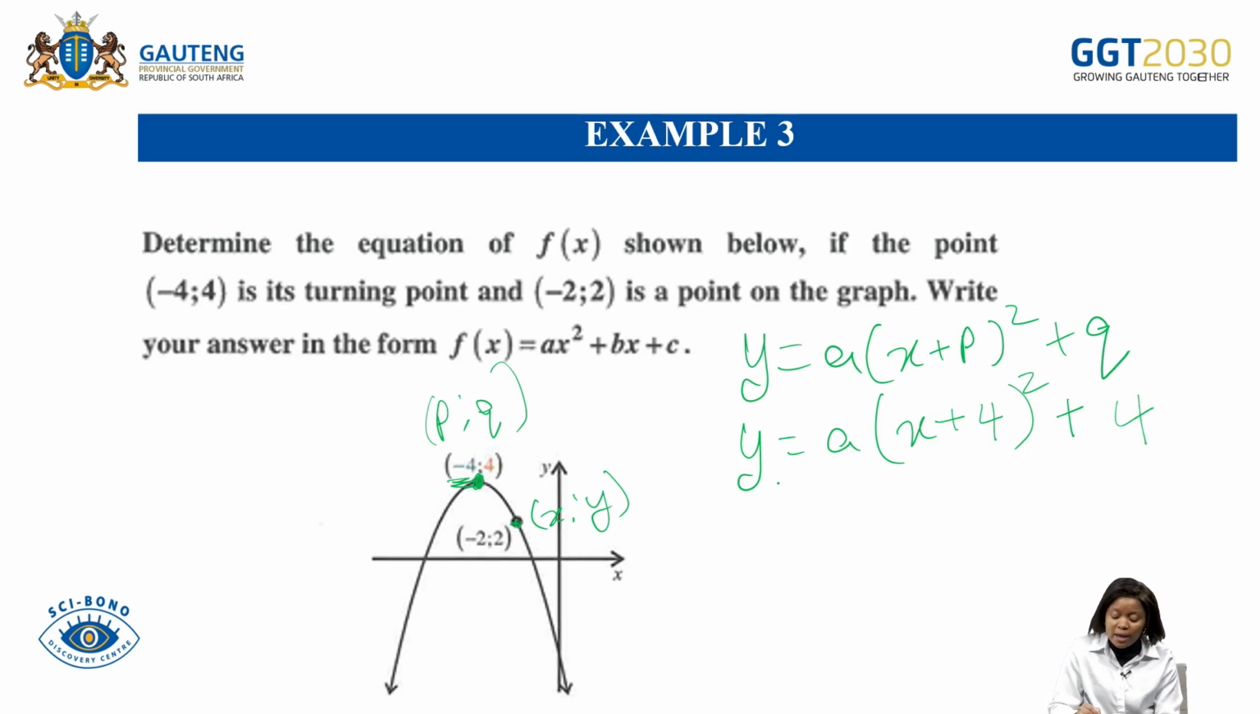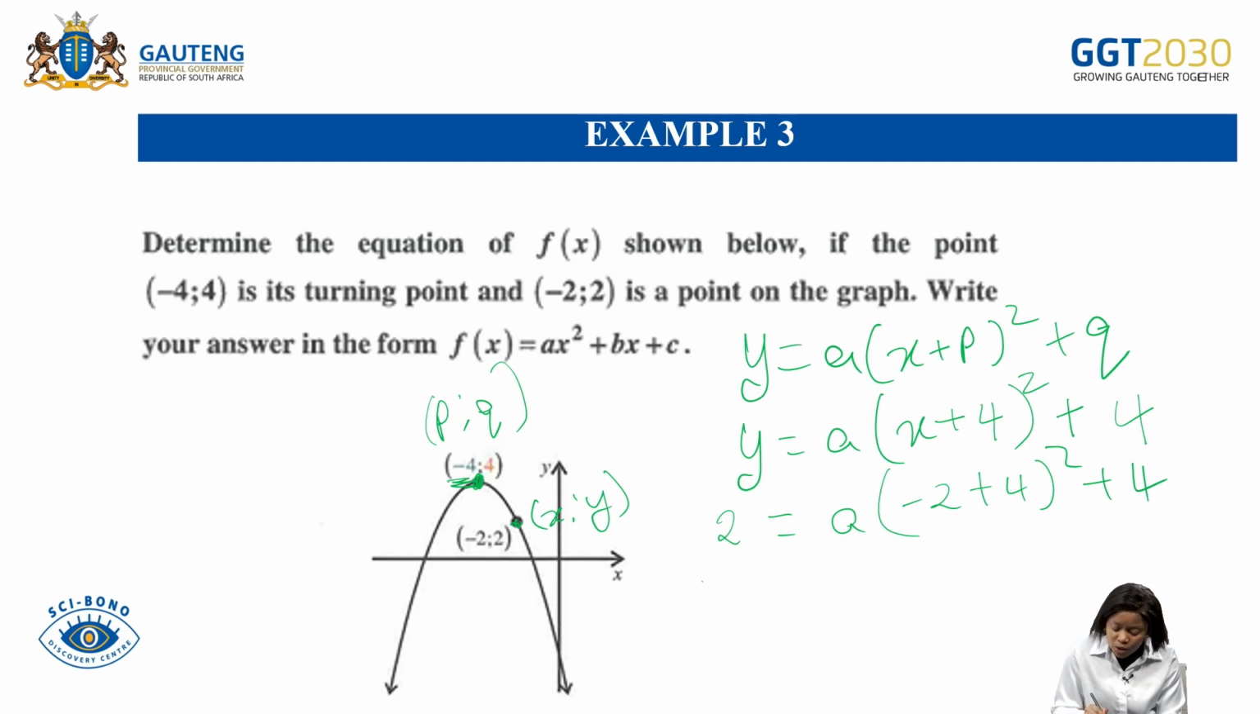I have the y, I have the a, and I have the x. But I still have more information that I haven't used, which is (-2, 2), right? So the value of y here is given as 2. Where I see y, I am going to substitute 2. It is equal to a, and where you see x, you substitute -2 plus 4, squared, plus 4. And now you only have one unknown, which is a. So we need to solve for a.